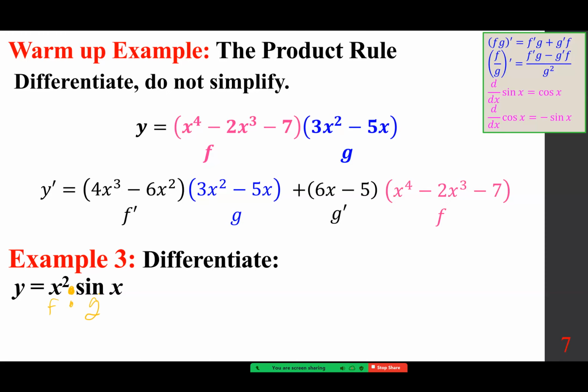So according to this formula, f prime g, I need f prime, which is 2x, times sine x, right? And then g prime f, I need the derivative of sine, which is cosine, times x squared. So I'm looking at a combination of the product rule and trigonometric functions and power rules, you name it.